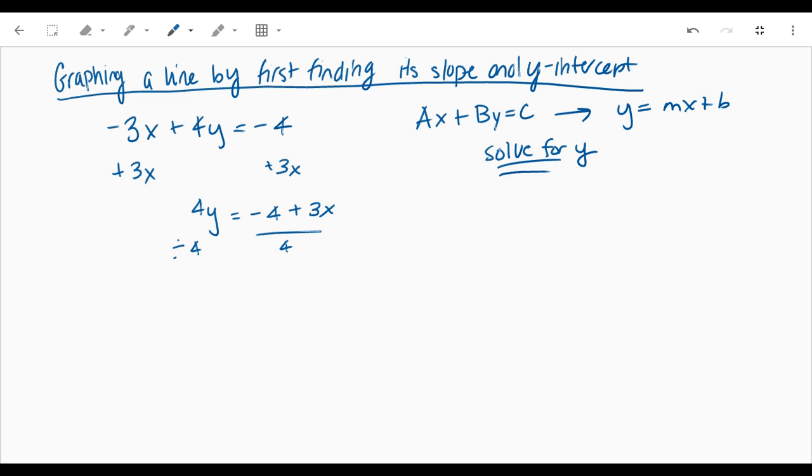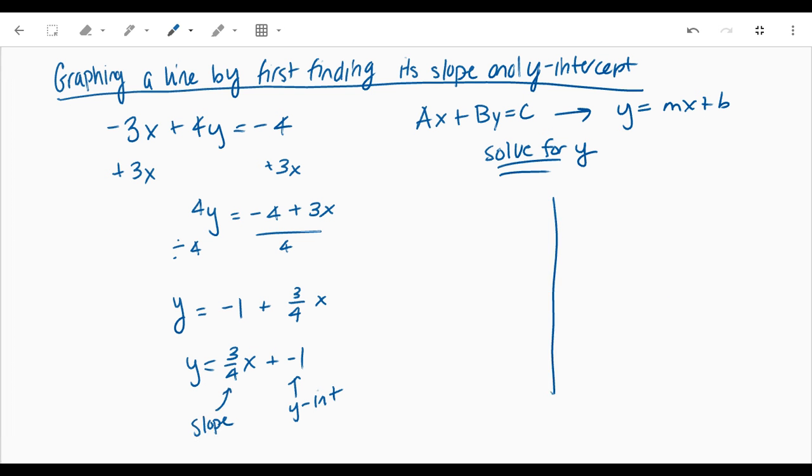Okay, so on the left side we'll have y. Negative 4 divided by 4 will be negative 1. And 3x divided by 4 will be 3/4 x. And we do want to split that up like that because that gets you your mx plus b, right? y equals mx plus b. So our y-intercept is negative 1, and our slope is 3/4. Okay, so when we graph it, we'll go to our y-intercept of negative 1.